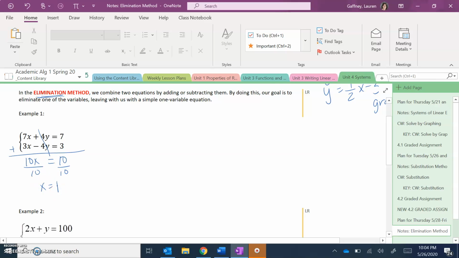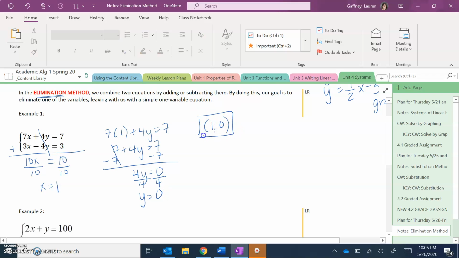Now remember, the solution to a system is an ordered pair. So to find the y, I can plug that x value back into either one of these equations. I'll just do the top one. It does not matter. You should get the same answer in either. So if I put 1 in for x, I have 7 plus 4y equals 7. Now, to solve for y, let's subtract 7 from both sides. So I have 4y equals 0. Let's divide by 4. 0 divided by any number is just 0. So the solution here is 1 comma 0.